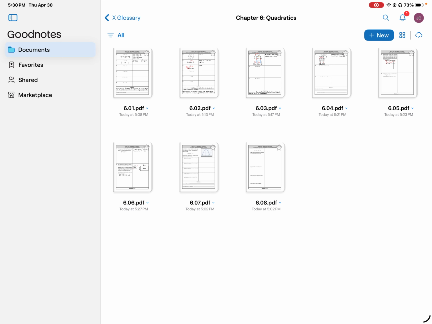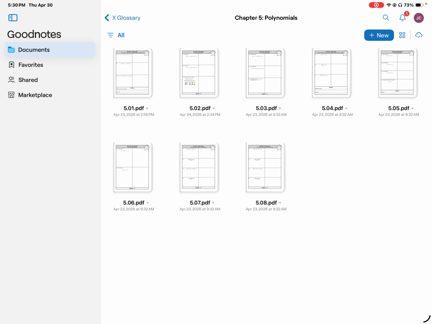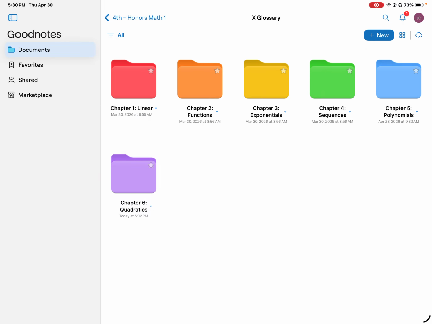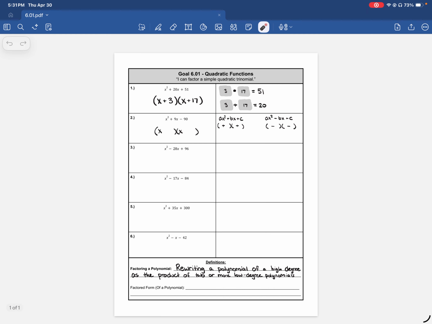I want to give you just the rest of class to work on your glossary. So, if you need to get caught up on anything from chapter 5, go ahead and do that. Remember that 5.07 is due today. 5.08 will be due on Monday of next week. And then you'll start seeing chapter 6 due starting Tuesday of next week. So 6.01 is due Tuesday of next week.